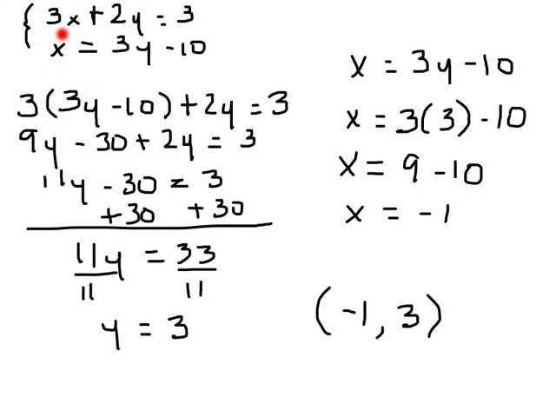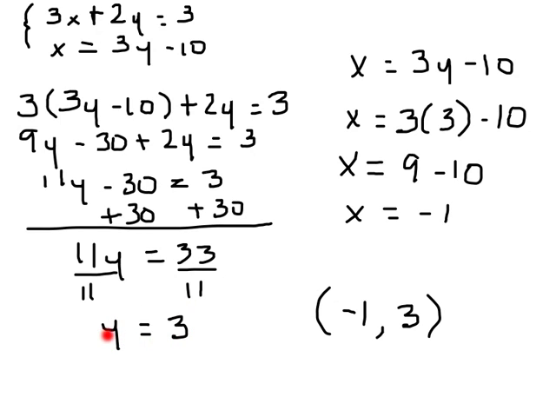Alright, here's another one. 3x plus 2y is 3. And in this one, we know what x is. It is 3y minus 10. So right here, where x was, I'm going to substitute in this 3y minus 10. And then I'm going to do the distributive property. 3 times 3y is 9y. 3 times negative 10 is negative 30. Plus the 2y that was originally there equals 3. Combine your like terms. 11y minus 30 equals 3. Then move the 30 to the other side by adding. And 11y is equal to 33, so we know that y is equal to 3.